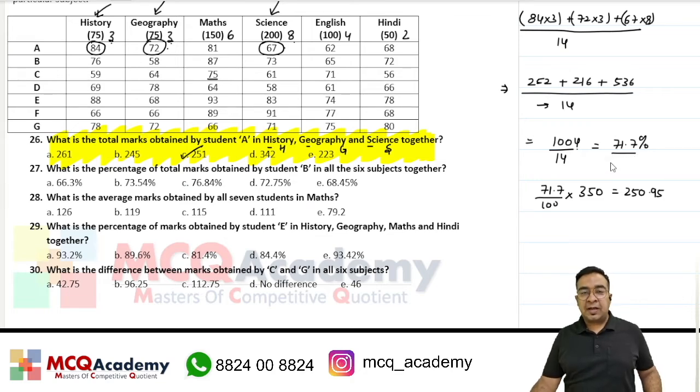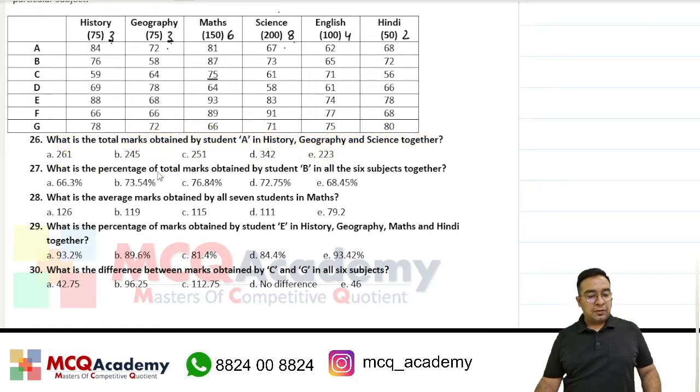This is the average percentage that he has got out of 350, that is the total maximum marks of these three subjects. तो 71.7% of 350 जब हम कैलकुलेट करते हैं, we get 250.95. Therefore, we will mark option number C as the answer to this particular question.